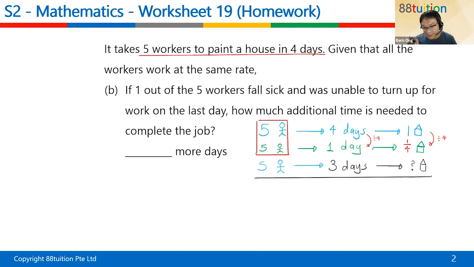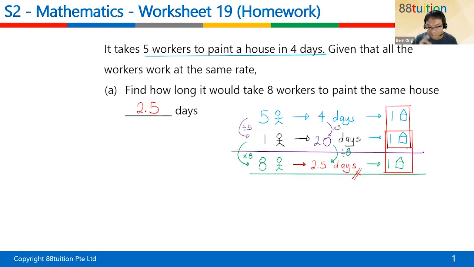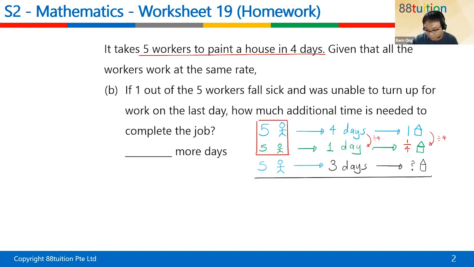So between the days and the house is a direct proportion. But for just now, between the men and the days is an indirect proportion. So you must be very careful. Use a bit of common sense, a bit of your thinking process, in order to understand this. All right? Moving forward.